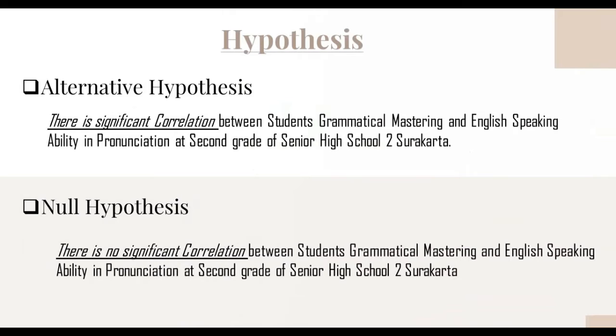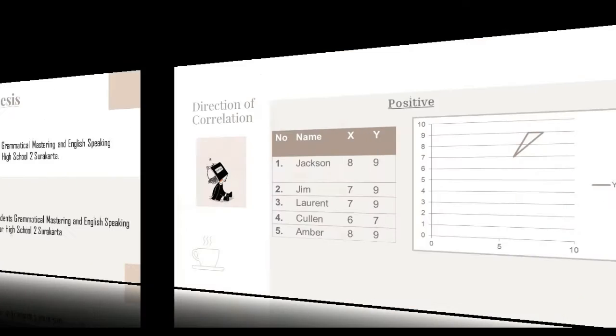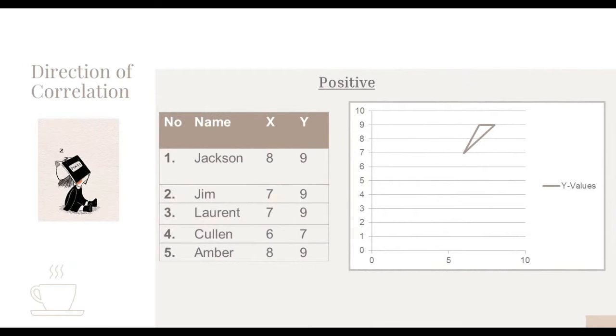The alternative hypothesis says that there is a significant correlation between student grammatical mastering and English speaking ability in pronunciation at second grade of Senior High School 2, Surakarta. And the null hypothesis says that there is no significant correlation between student grammatical mastering and English speaking ability in pronunciation at second grade of Senior High School 2, Surakarta. And we're going into the direction of correlation.